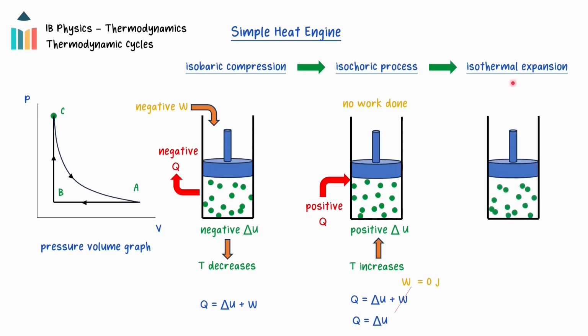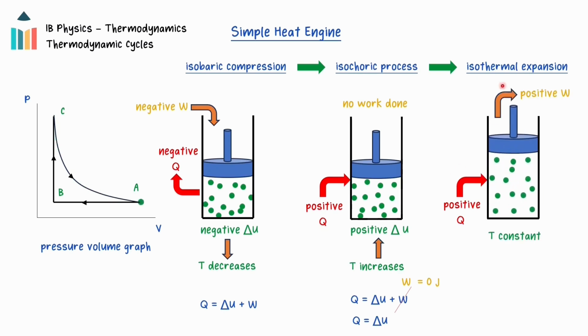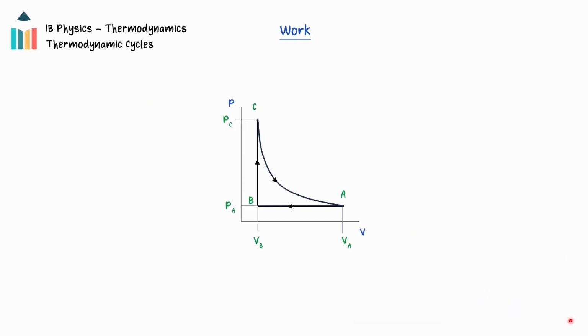The system then completes its cycle through an isothermal expansion. Thermal energy positive Q enters the system, and the volume expands with the ideal gas doing positive work on the surroundings. The system returns to point A, where the cycle can repeat. Because this is an isothermal process, there is no change in internal energy or the temperature of the ideal gas, and the thermal energy Q is equal to the work done, W.